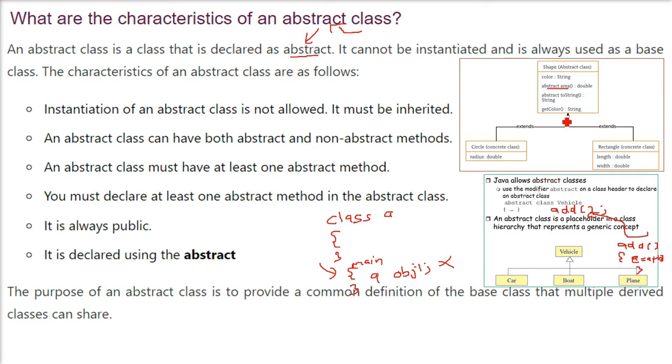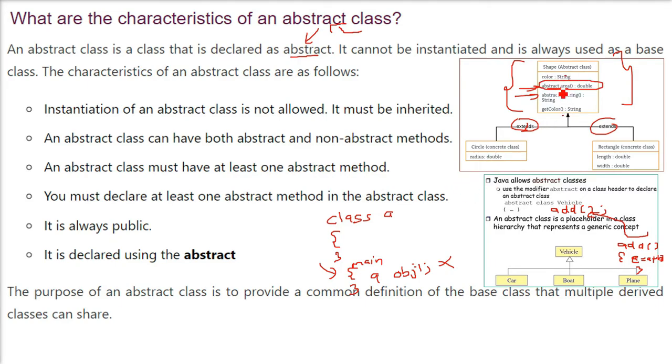So instantiation cannot be done. The abstract class has to be inherited. The abstract class can have both abstract and non-abstract methods. If you see here, we have two abstract methods and one data member. And as I said, you must declare at least one abstract method in the class to make it abstract. It is always public. Why is it made so? So that it can be inherited. It is declared using the abstract keyword.